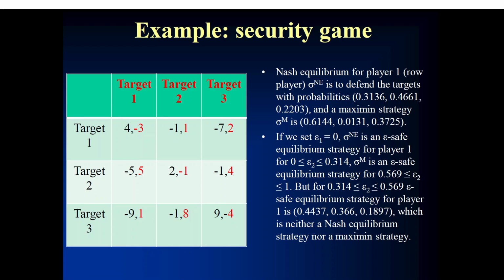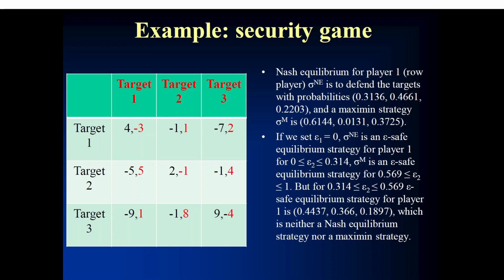Another example here, we have a security game where the row player is choosing a target to defend and the column player is choosing a target to attack. A Nash equilibrium is for the row player to choose these probabilities, 0.31, 0.46, 0.22, and a maxi-min is to choose these other probabilities, 0.61, 0.01, 0.37. If we set epsilon 1 equal to 0, it turns out the Nash is epsilon safe for the range epsilon 2 between 0 and 0.314. The maxi-min is epsilon safe for the interval 0.569 to 1, and for this intermediate range, this other strategy, 0.44, 0.36, 0.18, is epsilon safe.